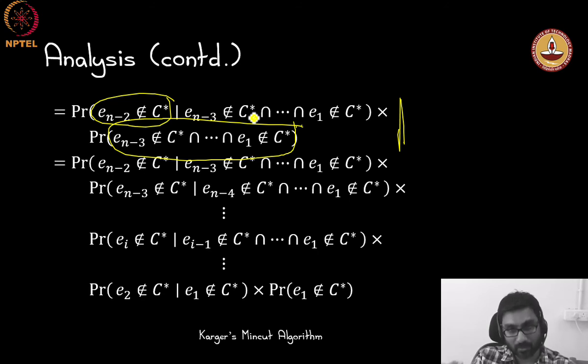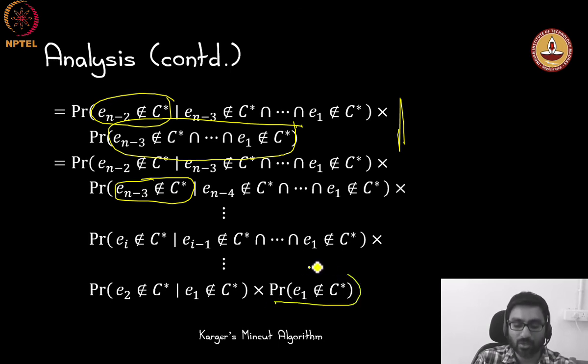Okay, which means we can repeat the same procedure. You isolate En minus 3 does not belong to C star, conditioned on the rest of them. But then if you were to do that, you would have to then multiply it by the probability of this condition, which means then you can isolate En minus 4 conditioned on the remaining intersections, and so on. So when you work that out, you're going to get this sequence of conditional probabilities. And the last one, of course, is you're going to end with probability of E1 not in C star, after which you cannot apply this any further.